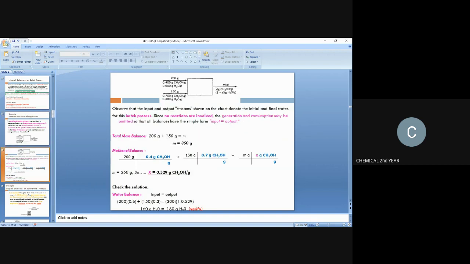Here, this is the schematic diagram. We have given 0.4 gram of methanol and 0.6 gram of water, totally 200 grams. Next is 0.7 of CH3OH and 0.3 of H2O. On simplifying this, we get CH3OH and 1 minus H2O.